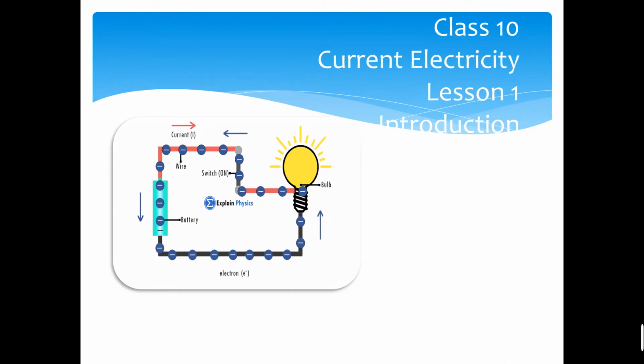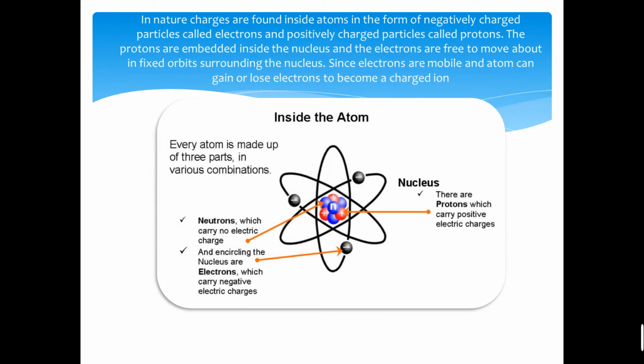This video is an introduction to the chapter Current Electricity. In nature, charges are basically found inside atoms. You know, all substances are made up of matter, and matter is made up of molecules which are made up of atoms. Inside the atom, there is a centrally placed nucleus comprising of protons and neutrons.